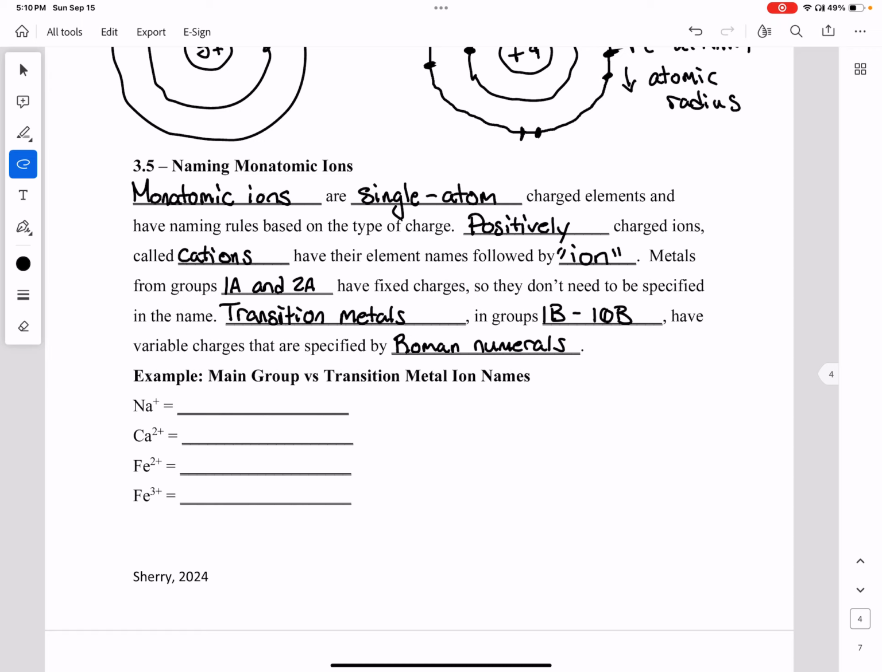Okay, so sodium. Sodium forms a +1 ion. We know that. It's in group 1A. So we're just going to call it a sodium ion. Calcium 2 plus, same thing. We know it's calcium 2 plus because of its location. So I'm just going to say calcium ion.